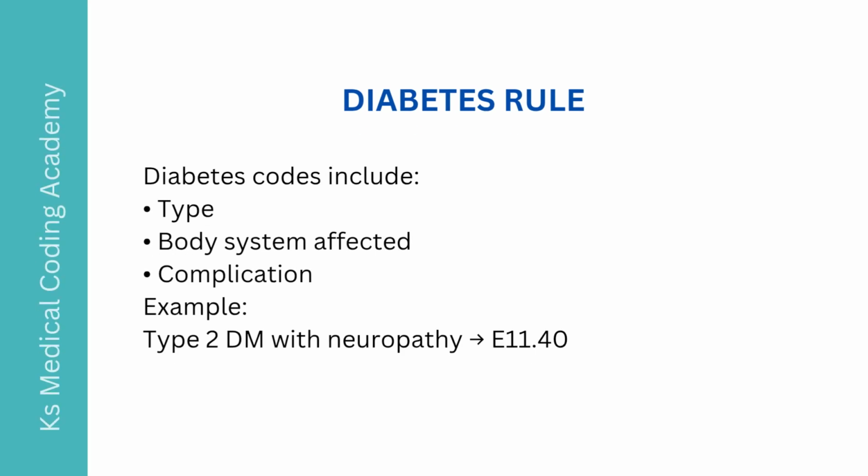Diabetes rule. Diabetes codes in ICD-10-CM are combination codes. They identify the type of diabetes, the body system affected, and the specific complication. For example, type 2 diabetes with diabetic neuropathy is coded as E11.40.